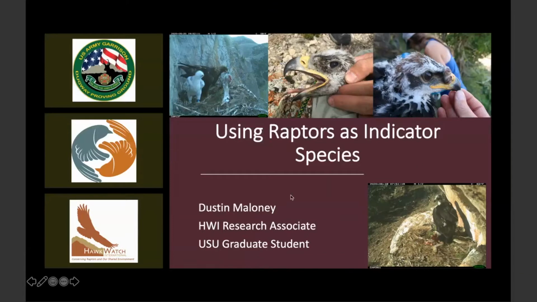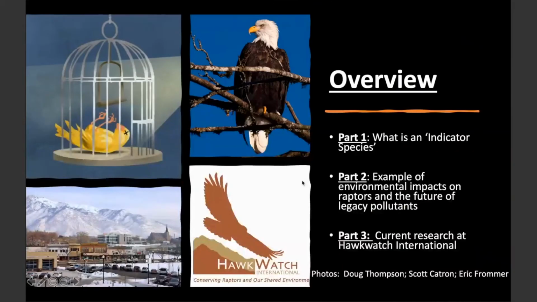All right, and with that, just a quick overview of the presentation today. I've broken it down into 3 different parts. First part, we'll talk about what an indicator species is, how we select them, why they're important. And then I'll go into part 2, talking about a historical case of using raptors as indicator species, and then some of the current and potential future issues that raptors might face and might be good for use as indicator species.